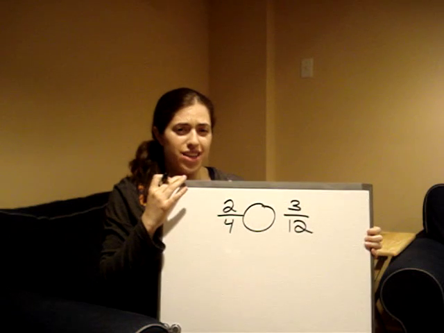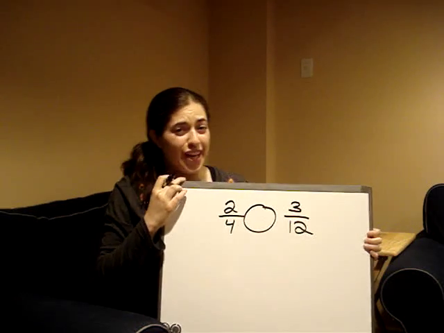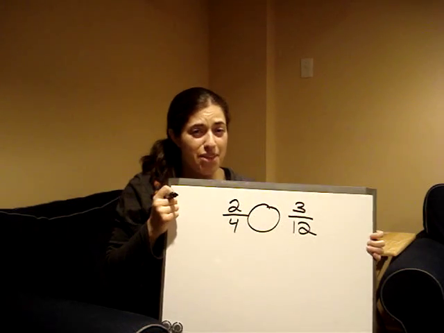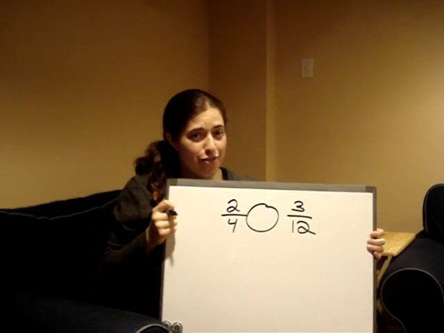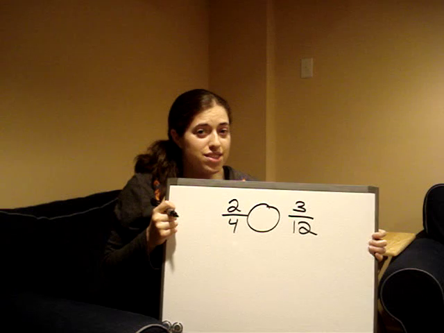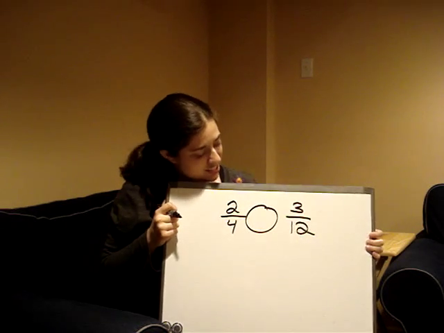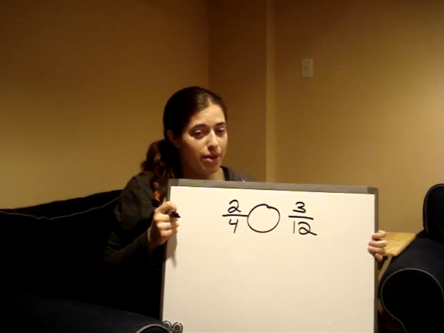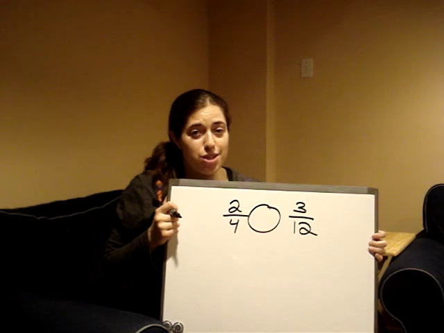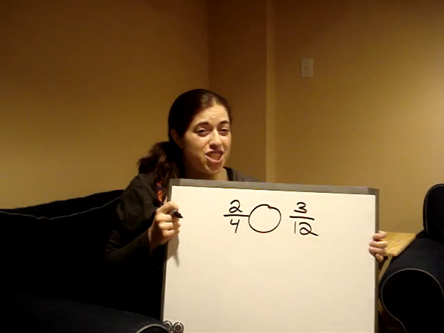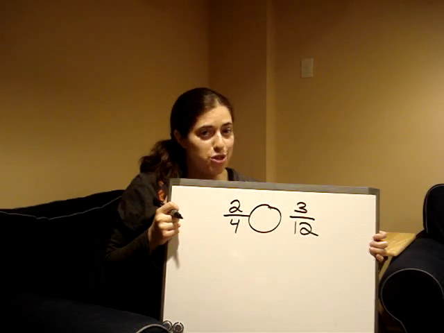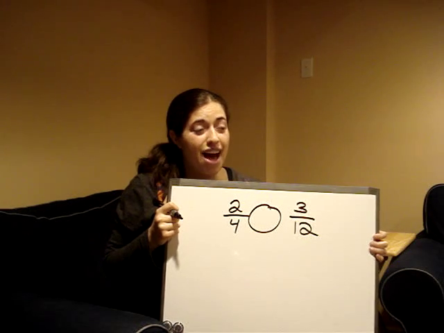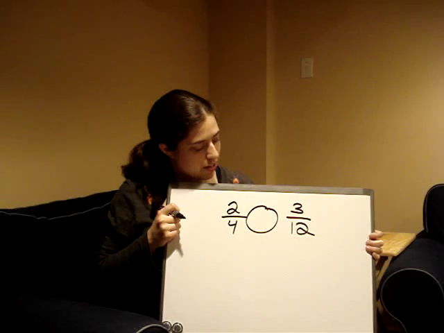2/4 compared to 3/12. If you're looking at this and thinking something's wrong, then you're absolutely right. We can only compare fractions when they have the same denominator. And in this case, they don't have the same denominator. When you come across a situation like this, you're going to need to either change one or both of the fractions into equivalent versions, so you'll have fractions that have the same denominator.